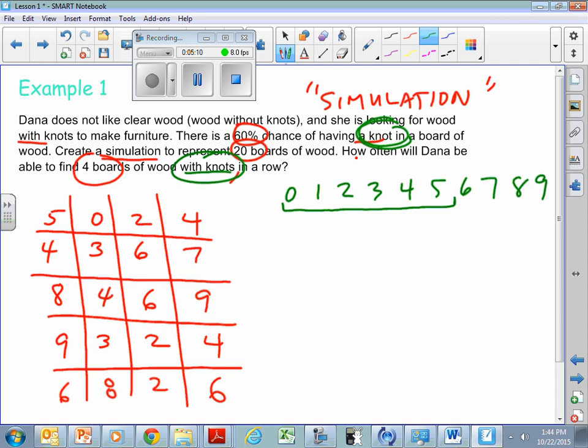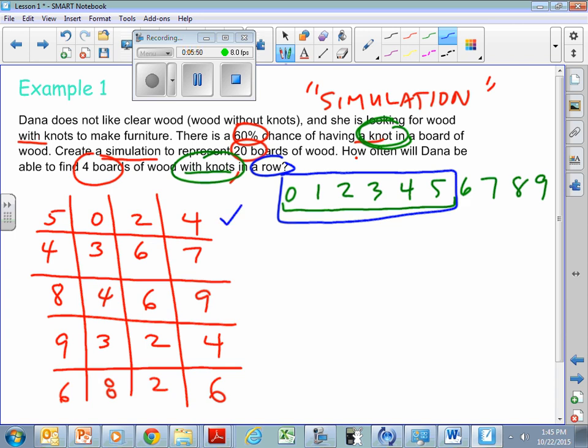The rule will simply say this. Anytime I see one of these numbers in a row, I will count it as a board that has a knot. What does that mean? If I look at the first row, I'm going to check, and I need 4 in a row in order for it to count. I'll show you what it means, and by the third one, you'll know what I mean. Let's try it. So let's see, 5, good, 0, good, 2, good, 4, good.